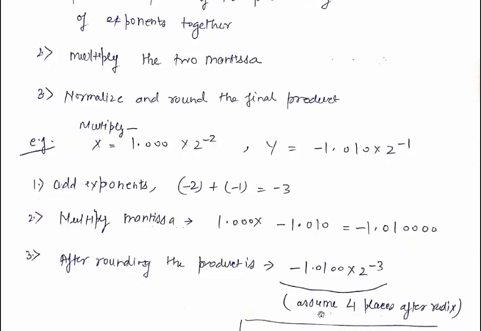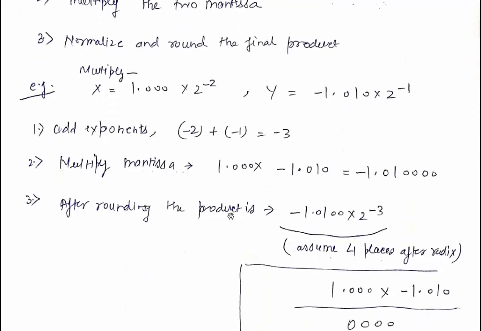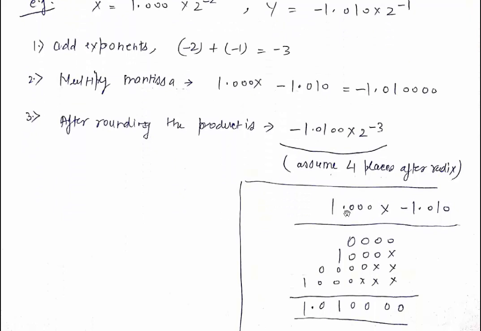Here we have assumed 4 places after the radix point, so that is why we have truncated these two zeros. This is how you perform multiplication in a simple conventional manner. This is your 1.000, this is minus 1.010. 0 multiplied with 1.000 gives all zeros, 1 multiplied by this number gives 1000, 0 multiplied with this number gives 0000, and 1 multiplied with this number gives 0001. Now you add all these partial products, so it would be 1.01, which I have written here.